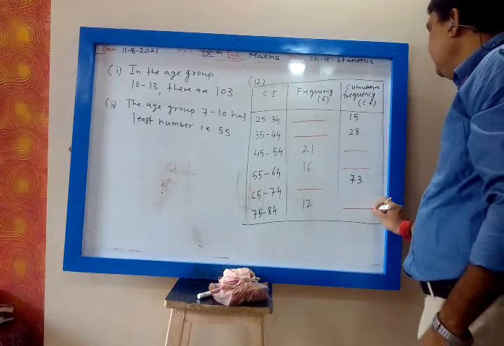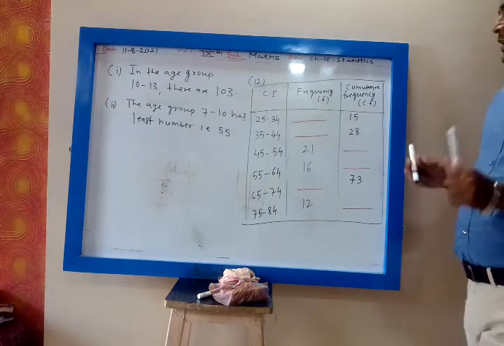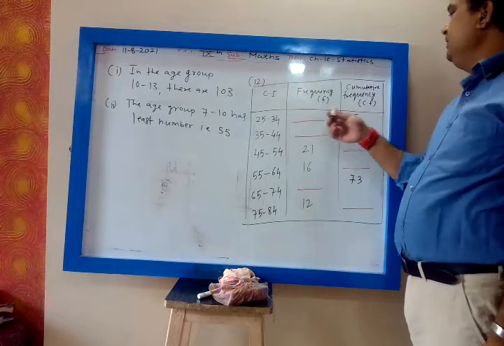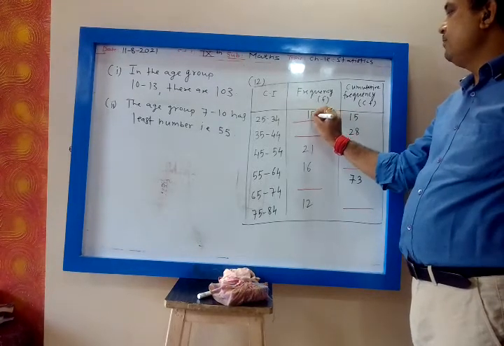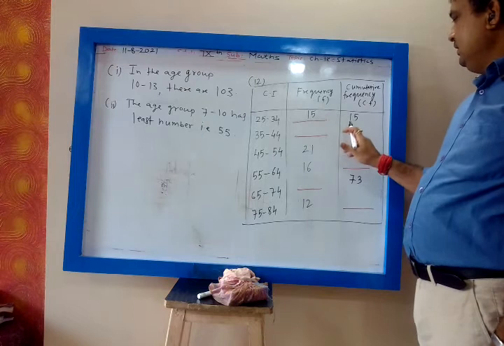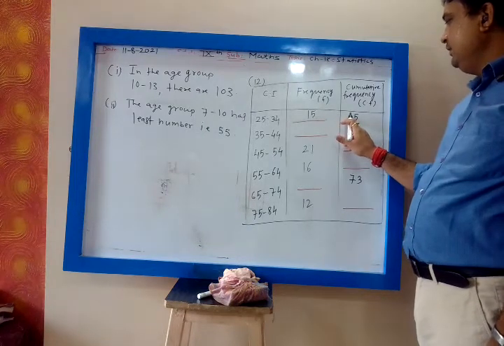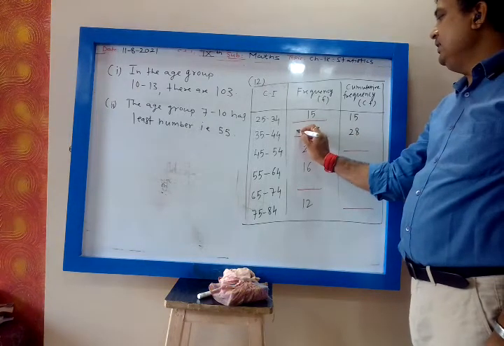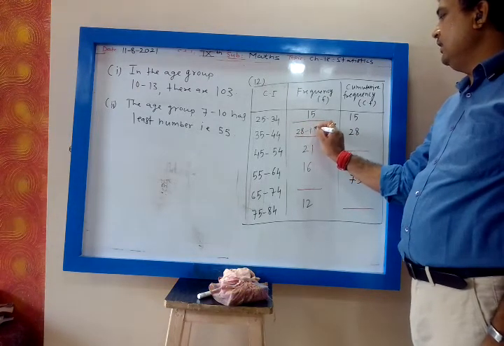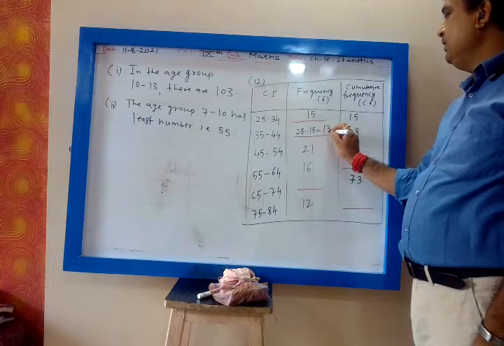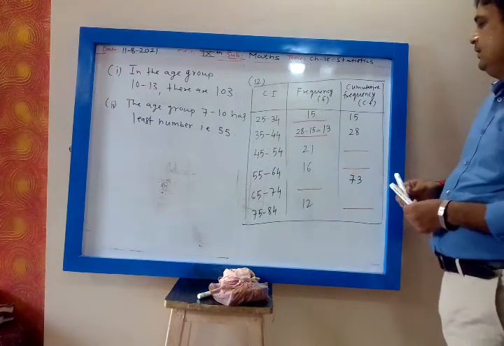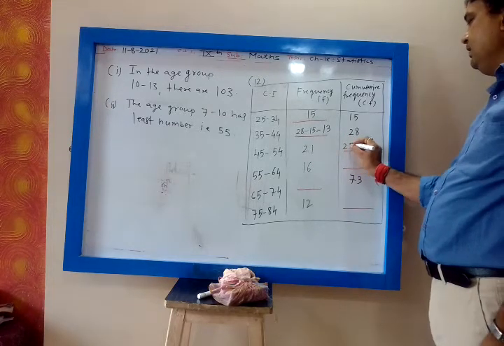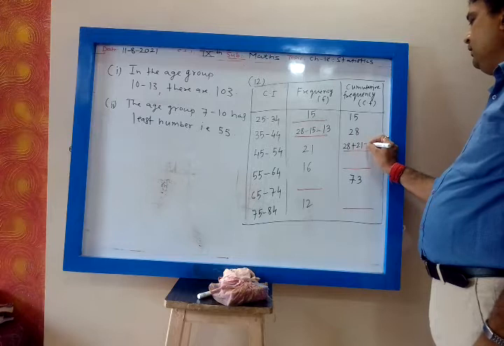So now let us find. Now frequency and cumulative frequency, first number remains same. So 15. Now 15 we have added which number, we get 28. So that will be 28 minus 15, that is 13. Then 28 we add 21, that is 49.